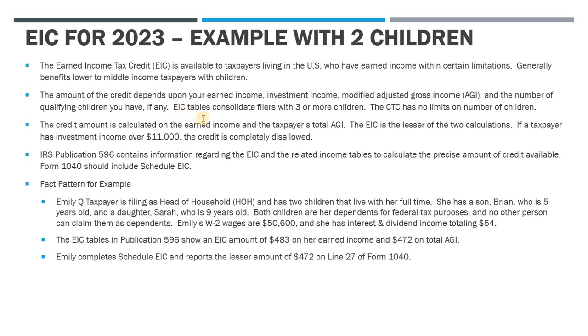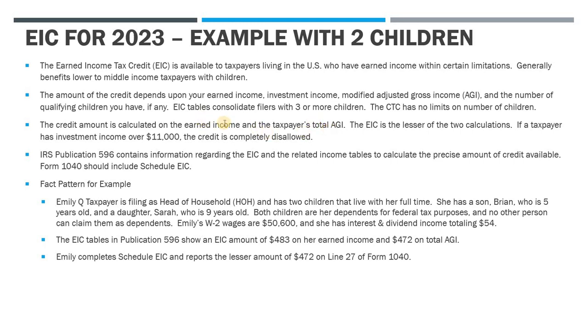Now the credit is driven by a couple of items, right? So obviously the amount of earned income you have, and the amount of investment income you have is important because it impacts your overall AGI, and that's part of the calculation. But investment income can also be problematic if your total investment income is too high. So if you have investment income exceeding $11,000 for the year, you're not eligible for the EIC anymore.